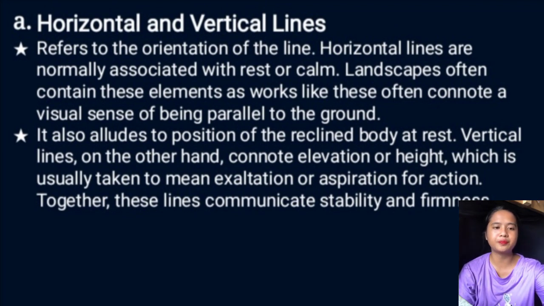So horizontal and vertical lines refer to the orientation of the line. Horizontal lines are normally associated with rest or calm. Landscapes often contain these elements, as works like these often convey a visual sense of being parallel to the ground. It also suggests the position of a reclined body at rest. Vertical lines, on the other hand, connote elevation or height, which is usually taken to mean exaltation or aspiration for action. Together, these lines communicate stability and firmness.